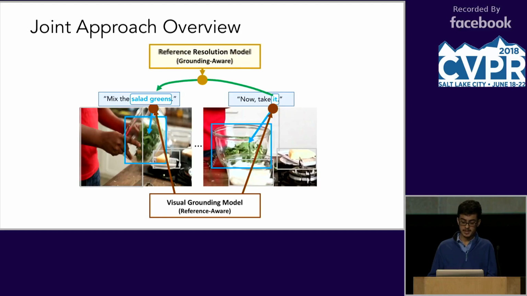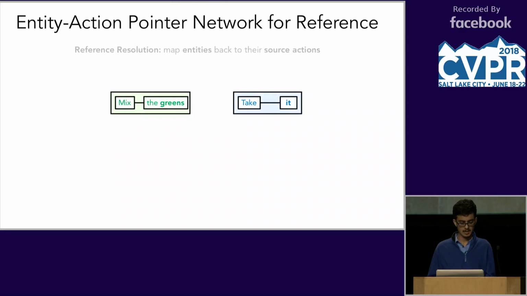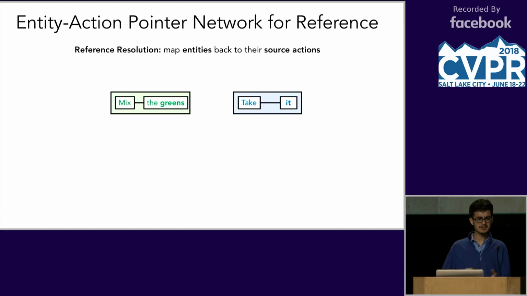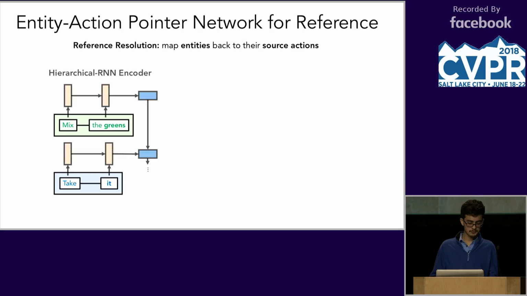Cool. So now let's take a look at the reference resolution model. To recap, the goal of reference resolution is to map entities back to their source actions. We can think of instructions as sort of functions with outputs as new entities, and we want to try to recover these. So let's say we have two events here. What we do first is we encode them using a hierarchical recurrent neural network. And this gives us these source action embeddings.